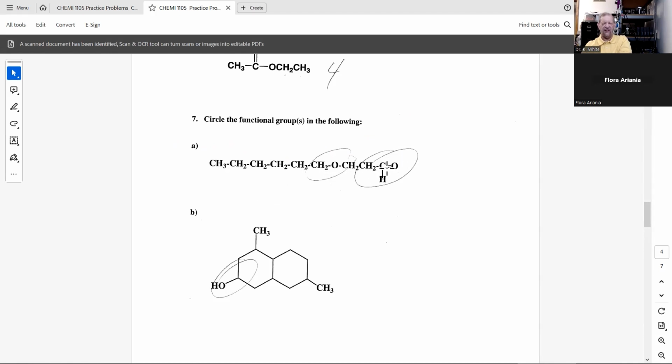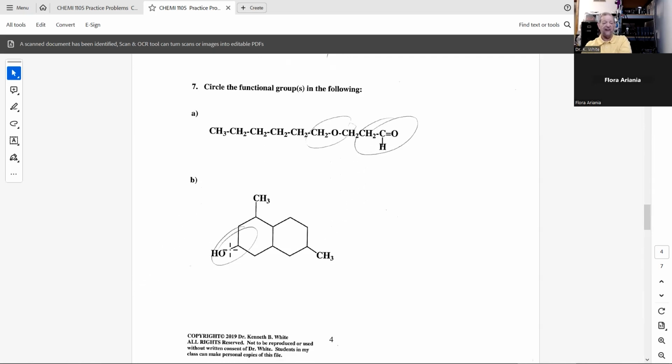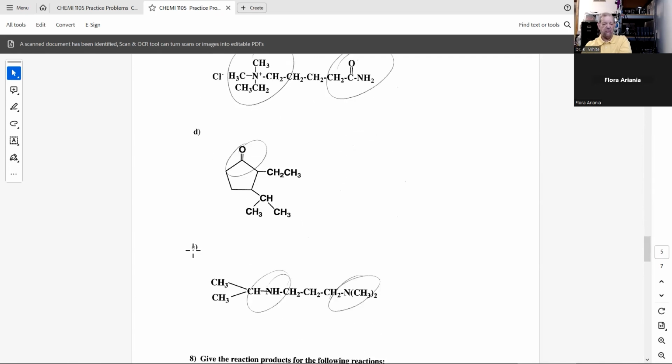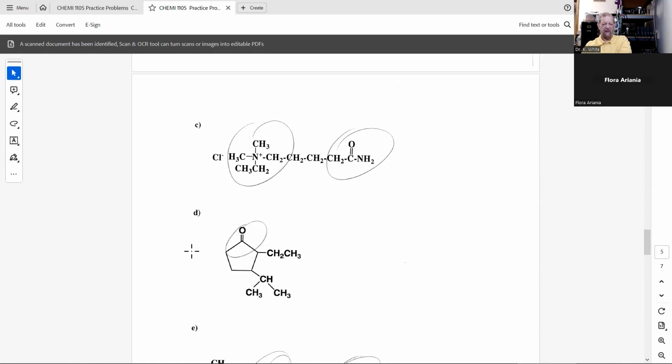And here we have carbon oxygen, double bonded, and this is a functional group. It's called an aldehyde. Here, oxygen with a hydrogen and a carbon, that's an alcohol. And you can see other examples here. So look for what's different. What's not a carbon-carbon single bond or a carbon or hydrogen atom should get your attention.